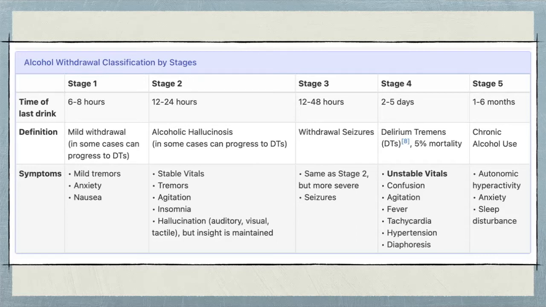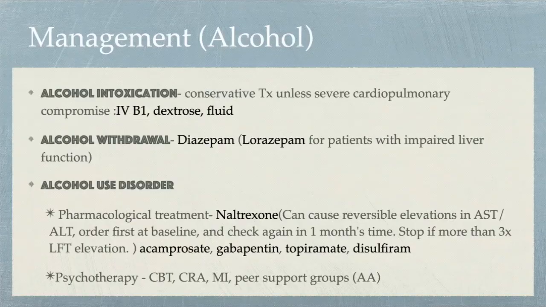The management of alcohol intoxication is just conservative treatment, which includes IV vitamin B1, because alcoholics tend to have vitamin B1 deficiency, which has serious complications like Wernicke-Korsakoff syndrome or dry and wet beriberi. So we need to give vitamin B1 in addition to dextrose, because they tend to have hypoglycemia, and fluid management.